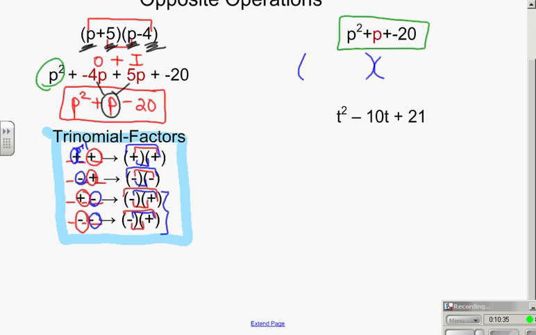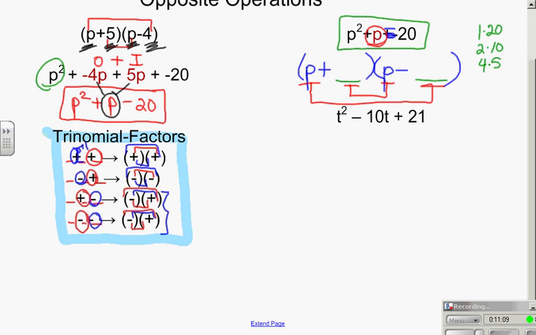If I'm looking at something like p squared plus p minus 20, first thing we do is put two sets of brackets, put a p on each one. This we usually think about as a minus. If I have a plus and a minus, that means I have to have one of each. And now I'm going to start through trial and error looking for the two factors of 20, 1 and 20, 2 and 10, 4 and 5, that are going to basically subtract to make 1. Because remember, p comes from those two being multiplied and those two being multiplied and then being added together.